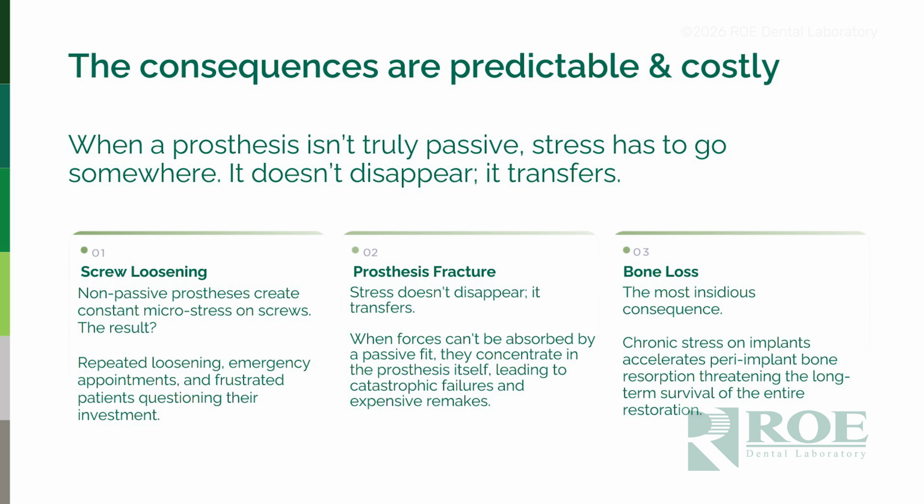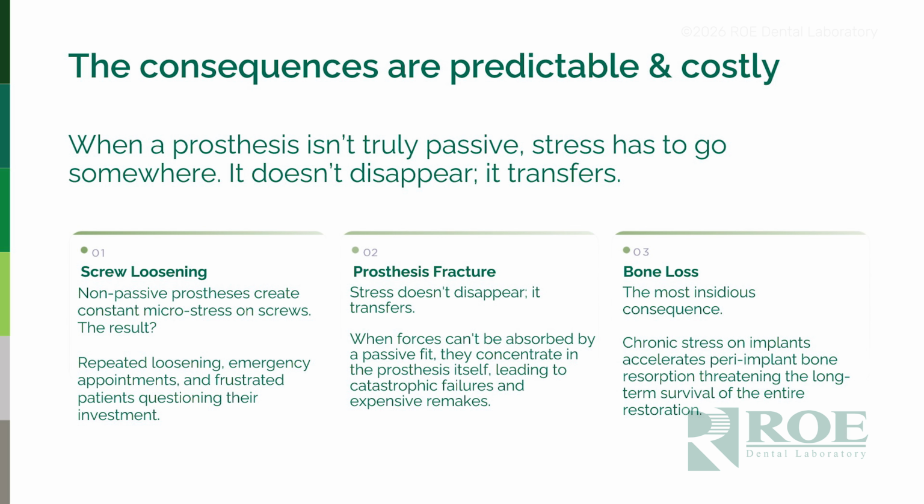And what sort of problems can that lead to? Well, there's probably 3 big warning signs. Number 1 is screw loosening. A non-passive prosthesis will create constant microstress on the screws, and the warning sign for us is that the screw is going to get loose. That can create emergency appointments, patients coming back in and out all the time. And that creates a doubt in their mind, as well as your own mind, about the time that has been spent getting to that point.